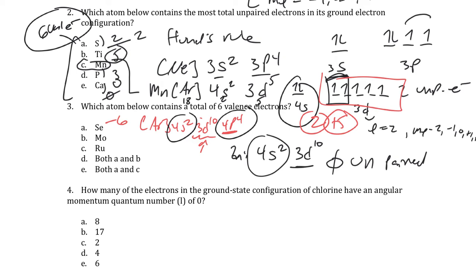Molybdenum is after krypton. It's in the 5th row, and it's 5s2, 4d4.